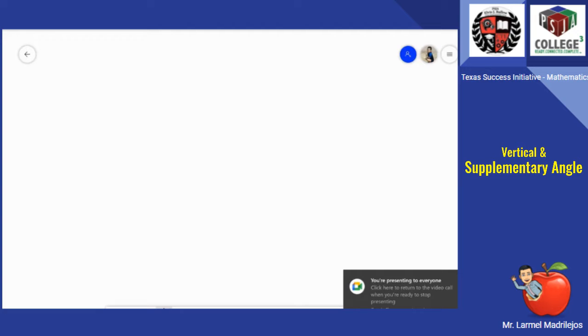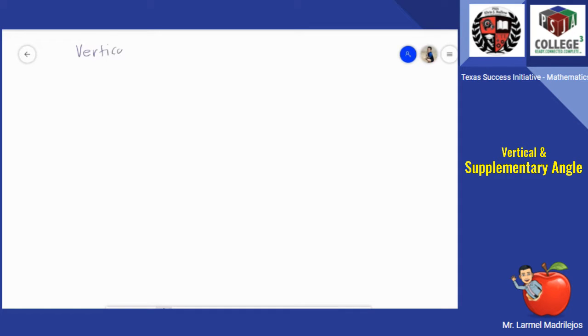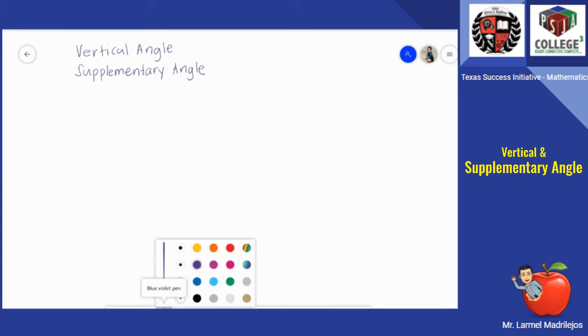Okay, good morning. Geometry. Let's talk about the topic vertical angle and supplementary angle. Two important words that you need to know. I will discuss them along the way during the discussion here.